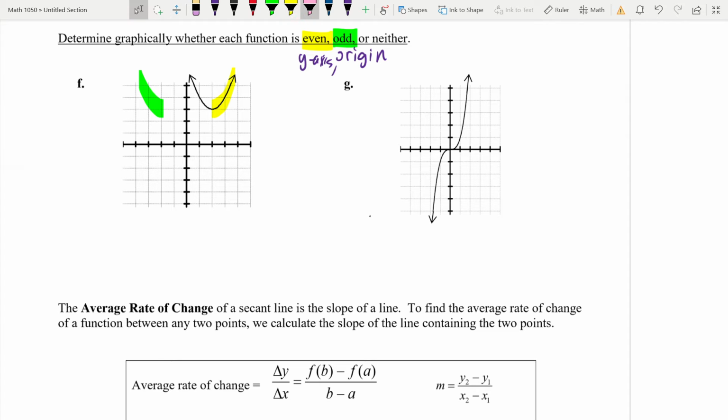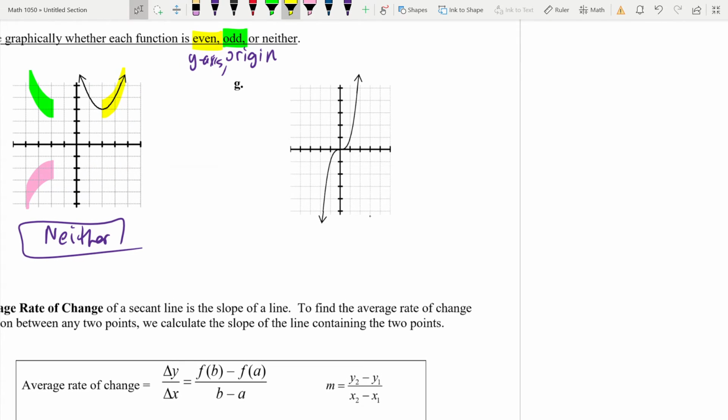Now, it could be origin. So if I took the green and then reflected it across the y, it goes there. Does that lie on top of the other half? No. So the answer here is neither. Who says I gotcha? Let me see up high. Okay, great. Okay, this one right here is definitely not even, because look right here.